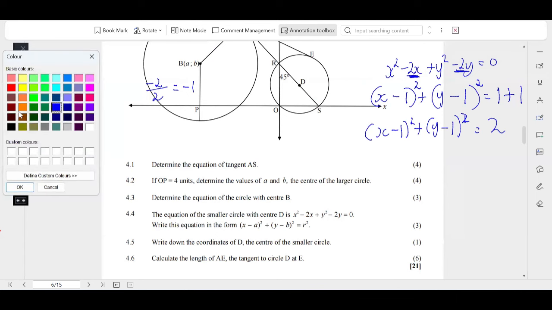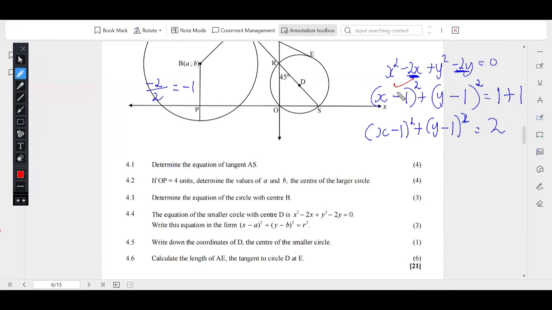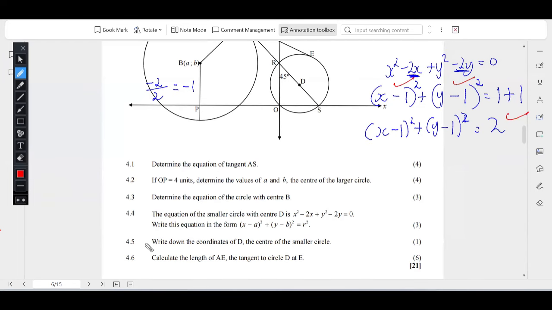So where are your marks? It's a mark for having to find this. It's a mark for having to find this. And then it's a mark for having to find 2 here. Okay, now 4.5 says write down the coordinates of D, the center of the smaller circle.